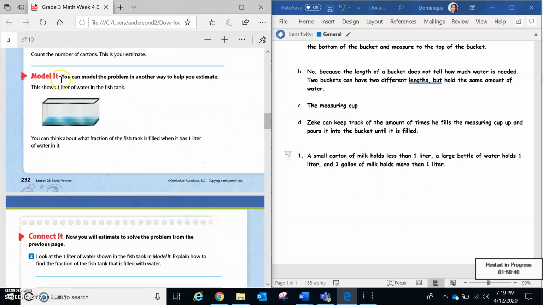All right, you can also model it. You can model the problem in another way to help you estimate. This shows 1 liter of water in the fish tank. You could think about what fraction of the fish tank is filled when it has 1 liter of water in it. So you could estimate and think, what fraction of this is the fish tank filled up?